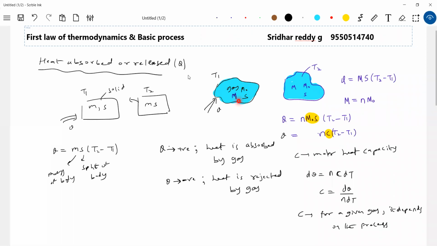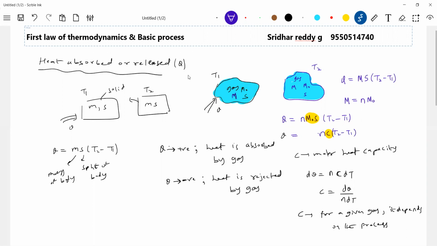If a body absorbs heat, we take it as positive, and its temperature will increase. If a body gives out heat, its temperature decreases. These are the conventions we are putting. So if heat is absorbed, Q will be positive; if heat is rejected by the gas, negative. Now say goodbye to solids and liquids. We are going to discuss exclusively the gas. Why priority is given to gas, you can see later on. This is about the convention of heat absorbed or rejected.